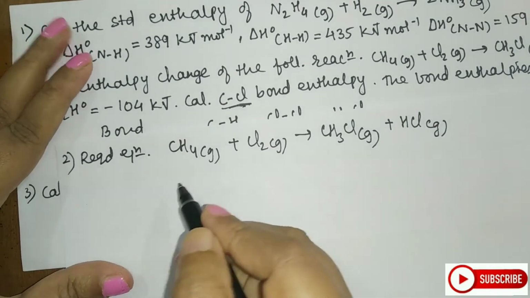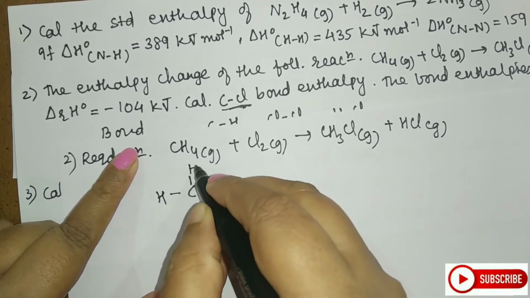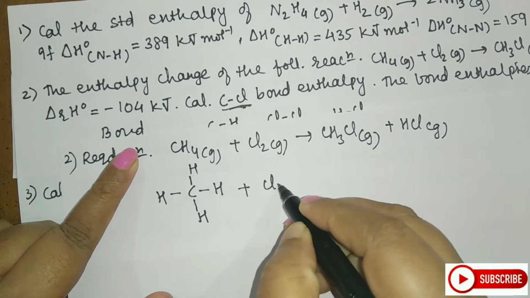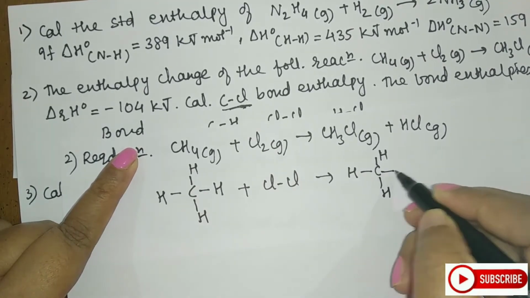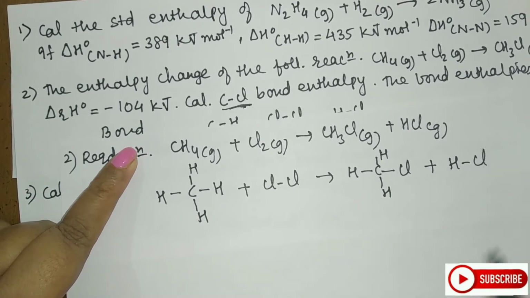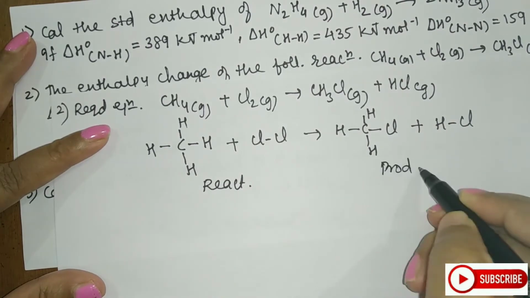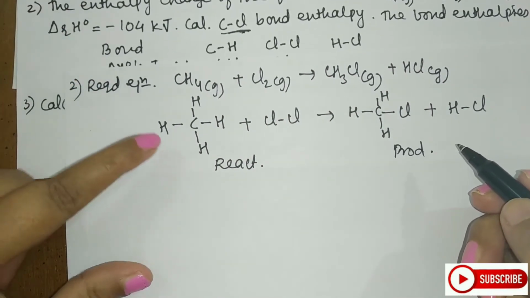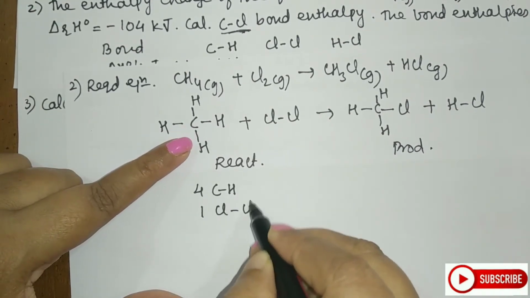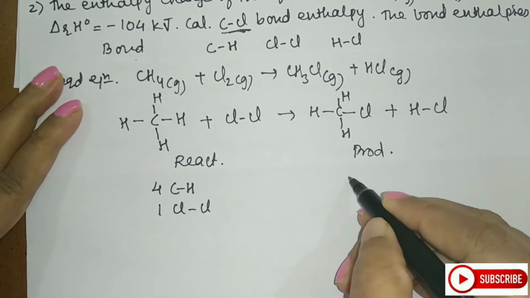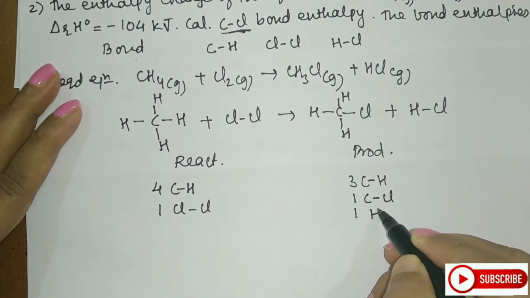Now let us write its structure. For methane, I will write 4 C-H bonds in this way, plus Cl-Cl, gives CH3Cl with its bonds, plus HCl. Now write this side as the reactants and this side as the products. Now let us start. How many bonds are there? There are 4 C-H bonds and 1 Cl-Cl bond. Come to this side. There are 3 C-H bonds, 1 C-Cl bond and 1 H-Cl bond.